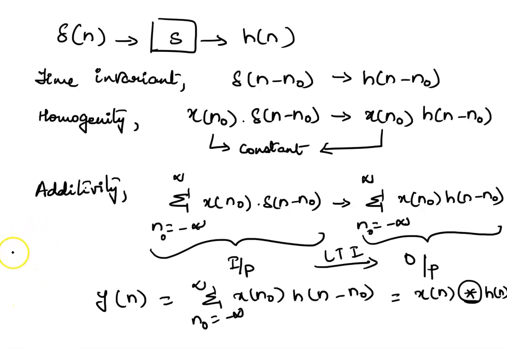Now let us see the simple representation quickly. x of n goes in, y of n comes out, and the regulating body is h of n. The system is LTI in nature.